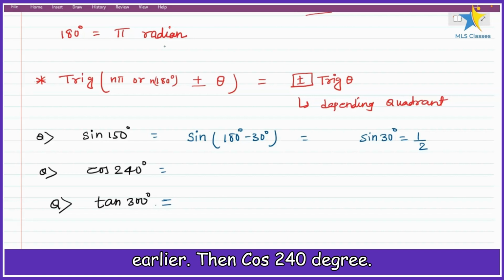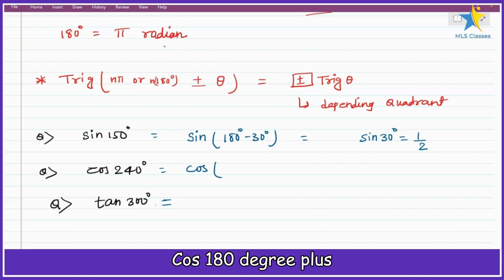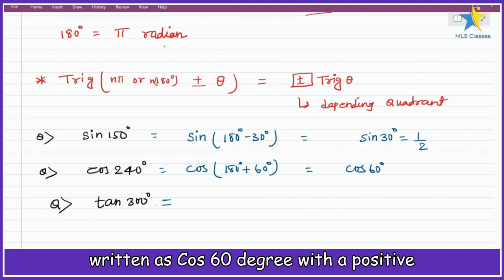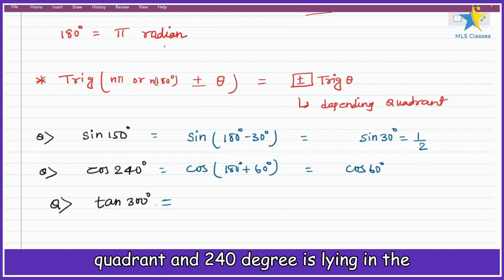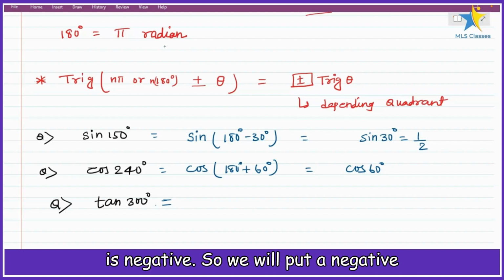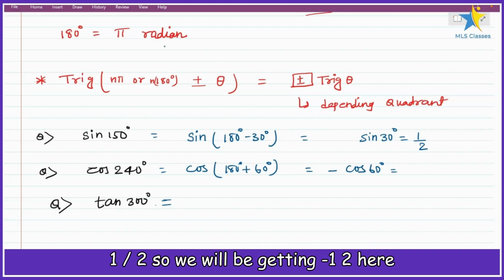Then cos 240 degree. For cos 240 degree, we can write this as cos of 180 degree plus 60 degree. That means this can be simply written as cos 60 degree with a positive or negative sign depending on the quadrant. And 240 degree is lying in the third quadrant, and in the third quadrant cosine is negative. So we'll put a negative sign here. And cos 60 degree is again 1 over 2. So we'll be getting negative 1 over 2 here.